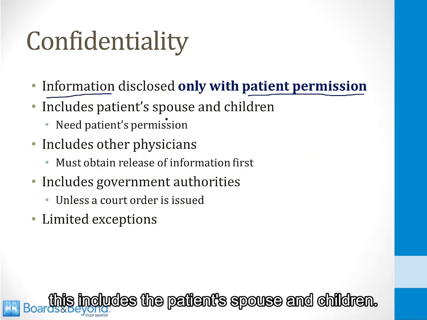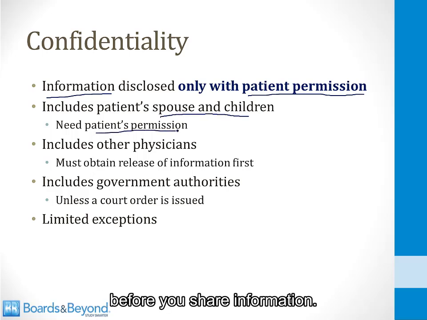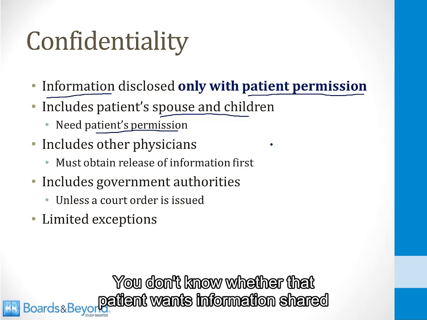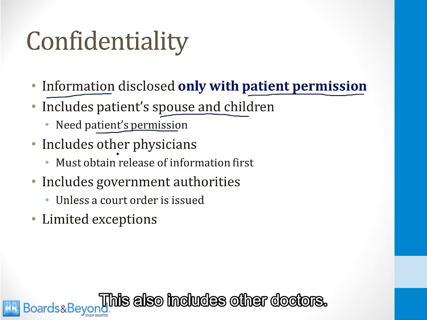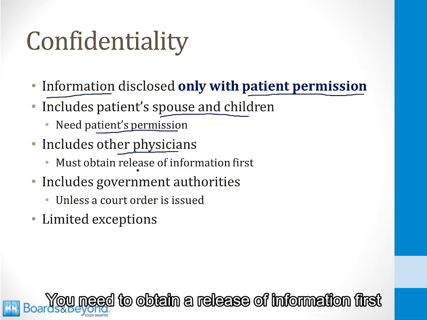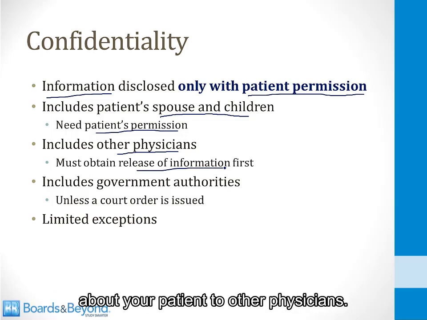So for example, this includes the patient's spouse and children. You need the patient's permission before you share information. You don't know whether that patient wants information shared with their wife or husband unless they give you permission. This also includes other doctors. You need to obtain a release of information first before you reveal information about your patient to other physicians.